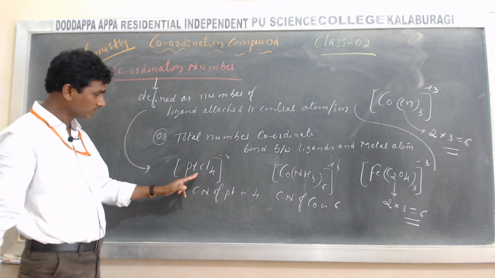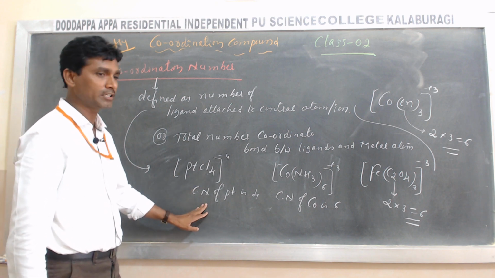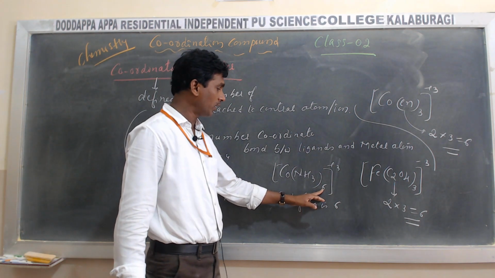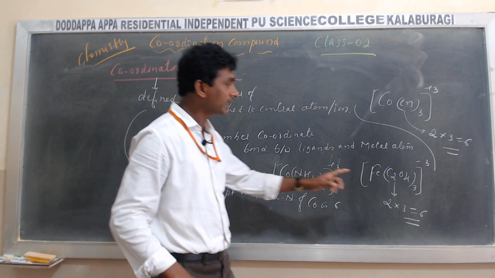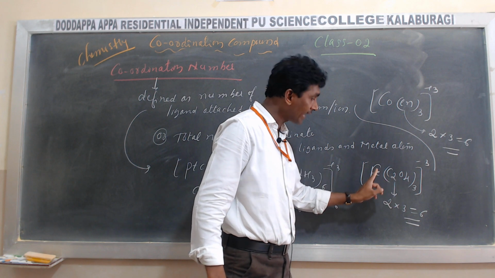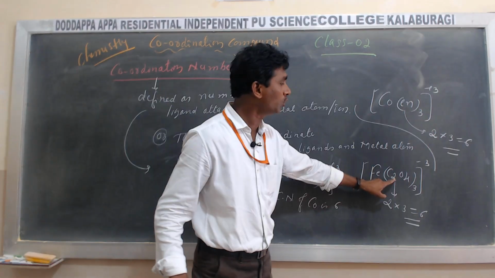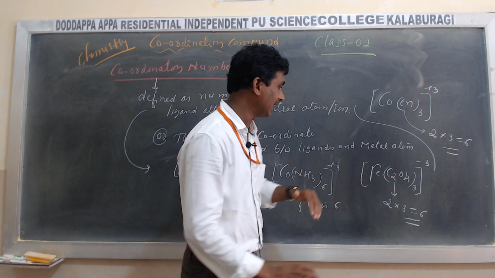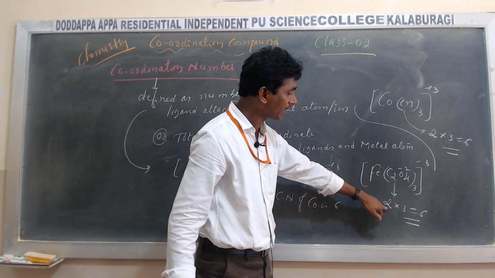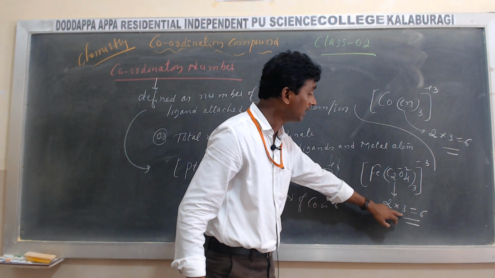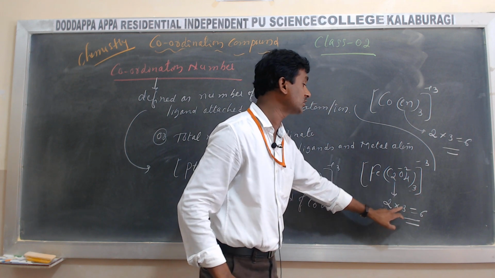So the total ligands attached to platinum is 4, so the coordination number is 4. Here the total ammonia ligands attached to cobalt is 6, so the coordination number is 6. But here the number of ligands attached to iron is 3, but the coordination number is not 3 because C2O4 is a bidentate ligand with 2 donor atoms. That's why I multiply by 3, and it gives 6. The coordination number is 6.